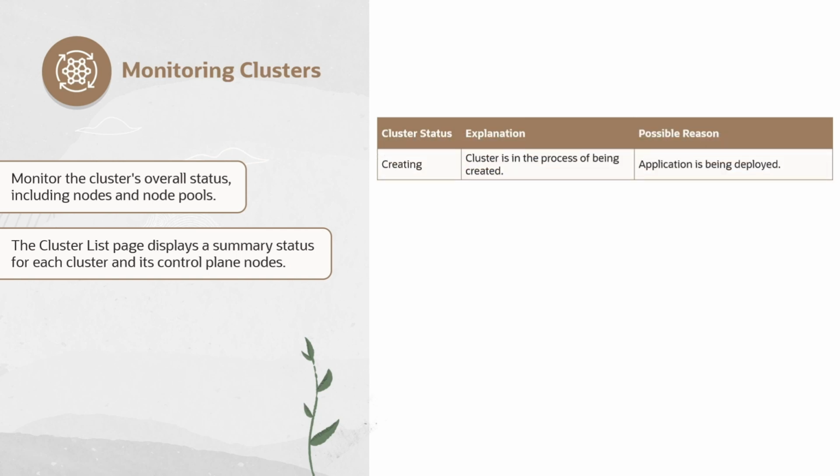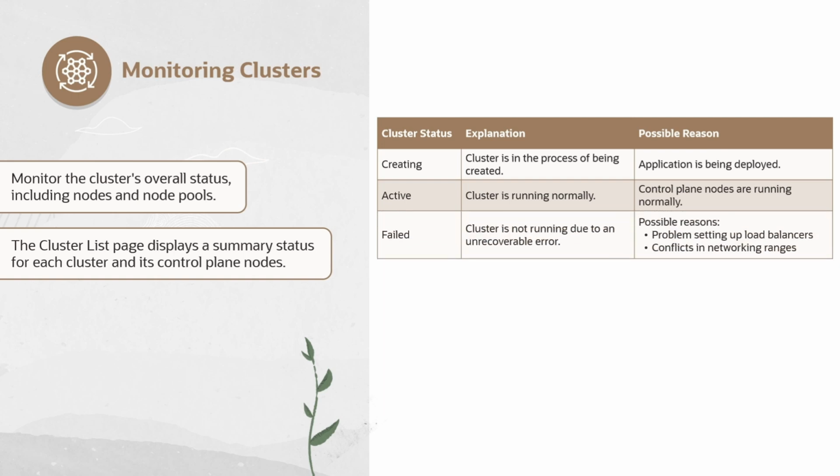When a cluster status indicates creating, it means the cluster is being created and applications are being deployed. An active state indicates the cluster is running normally with control plane nodes functioning as expected. A failed state indicates an unrecoverable error has occurred and the cluster is not running.